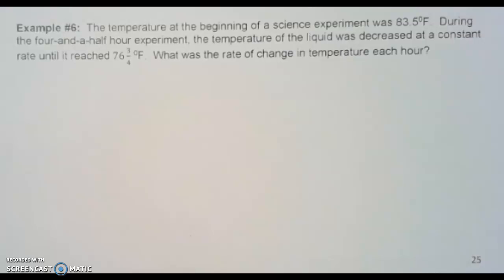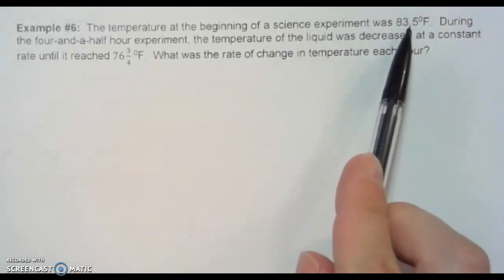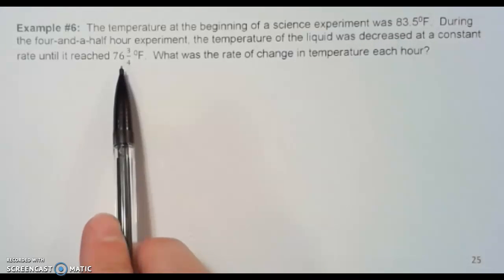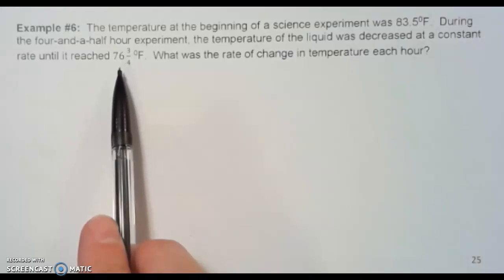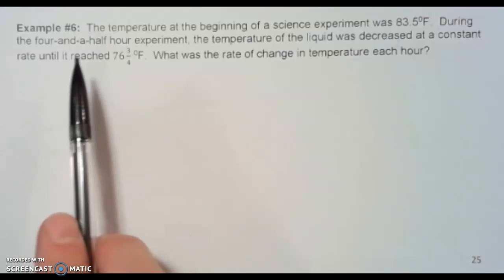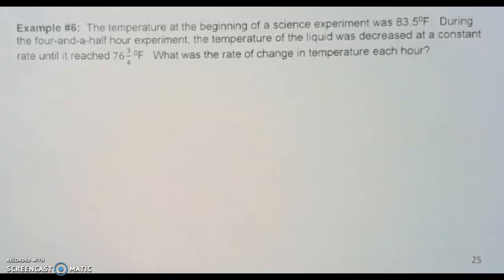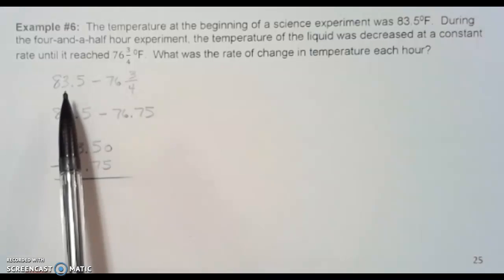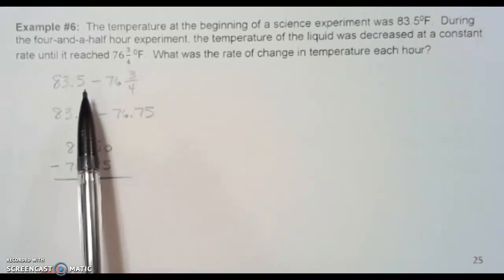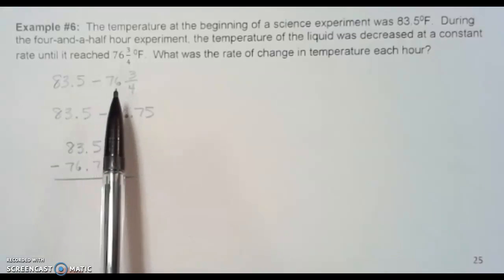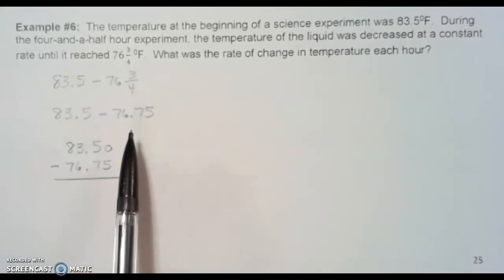during the 4.5-hour experiment, the temperature of the liquid was decreased at a constant rate until it reached 76.75 degrees. What was the rate of change in temperature each hour? Okay, so again, we have a starting temperature and an ending temperature that will help us figure out the total change. And then it happened over a 4.5-hour period, so we'll have to take the total change and divide by 4.5.